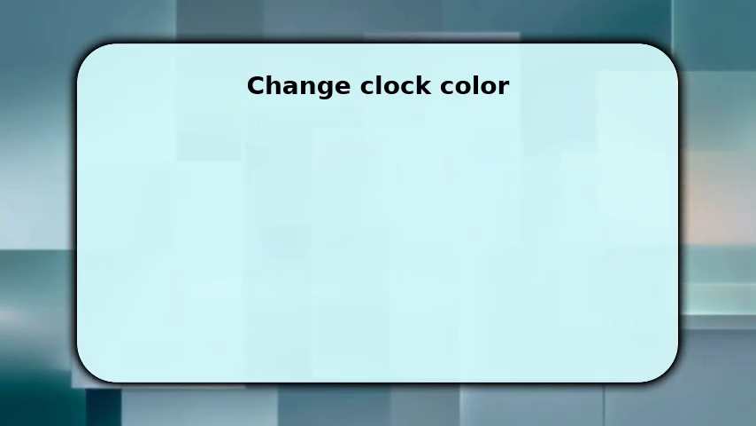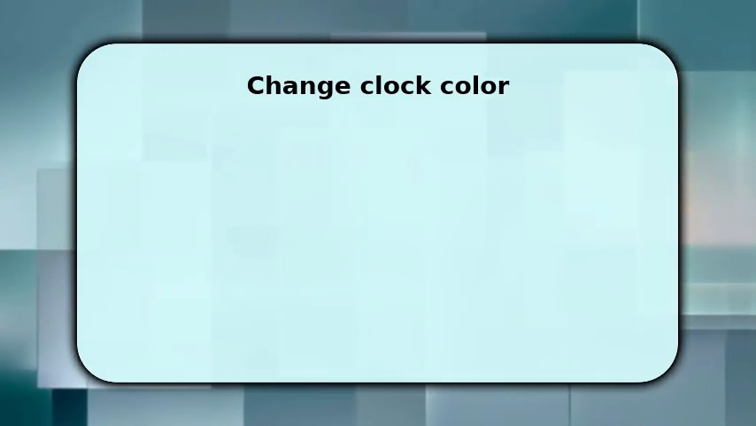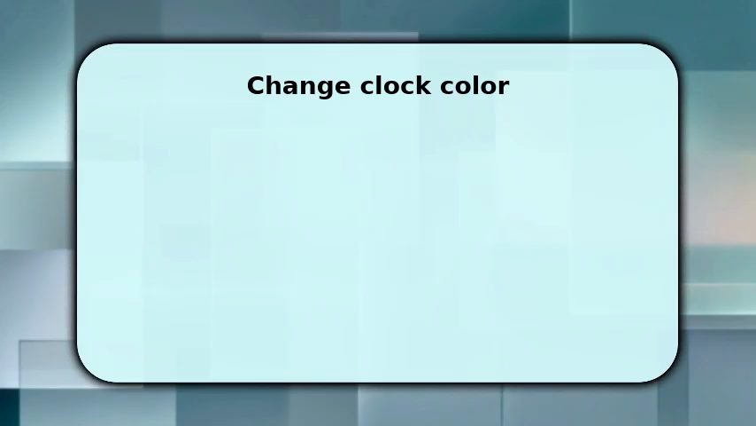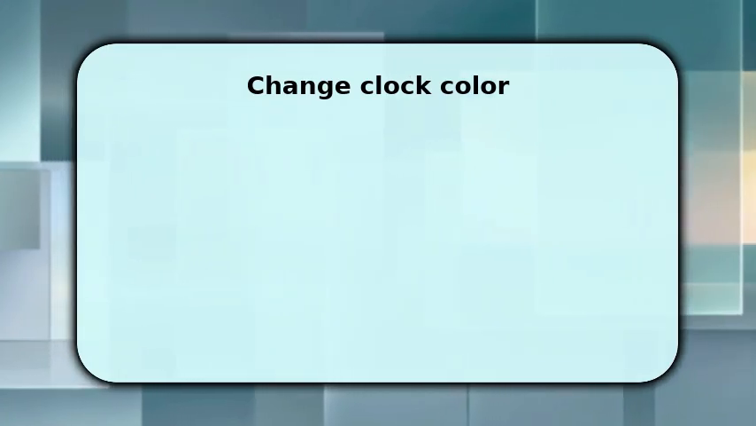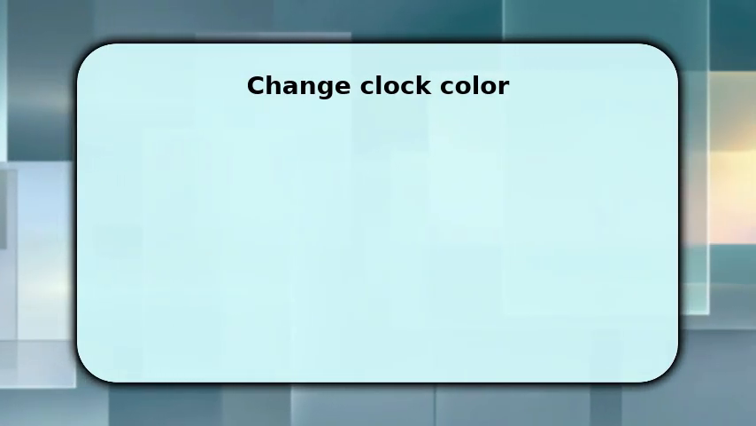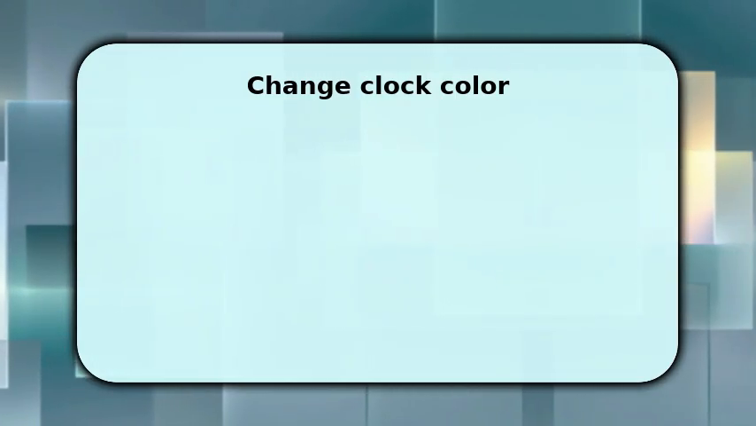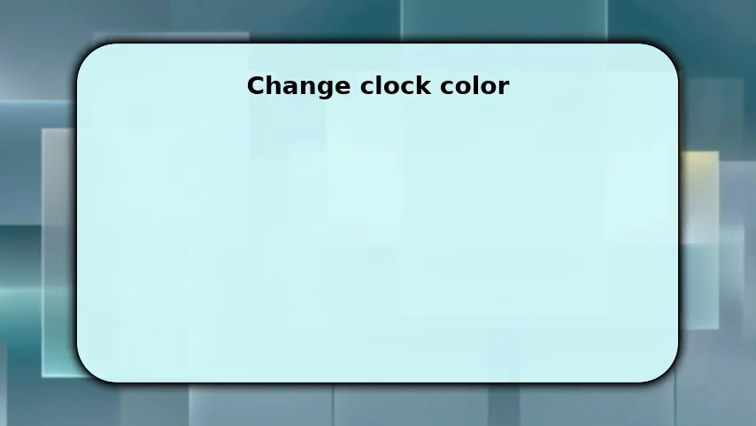Pick pure black, hex hash 000000, or drag the color slider to 0% brightness. Some systems use contrast or opacity, so lower opacity to 0 if present. Then tap Apply or Save and look at the lock screen preview to confirm the clock turned black.